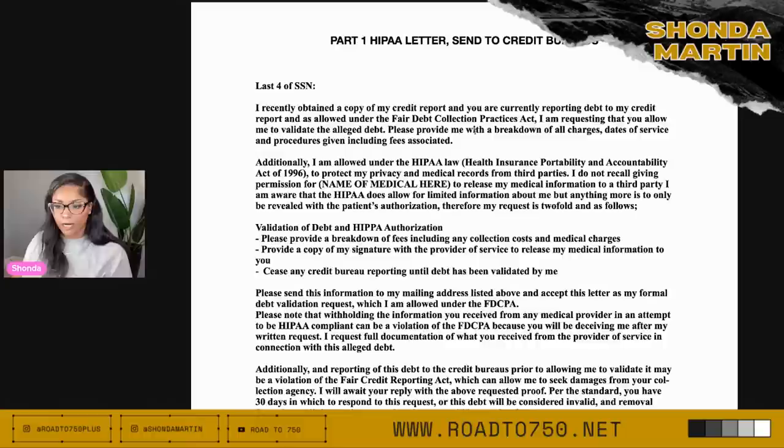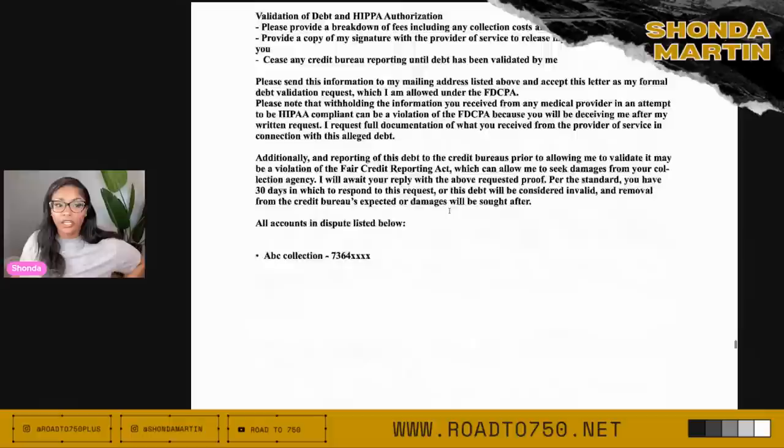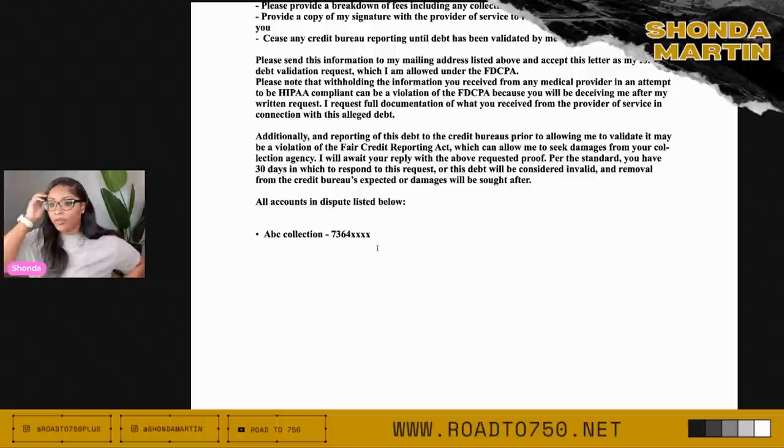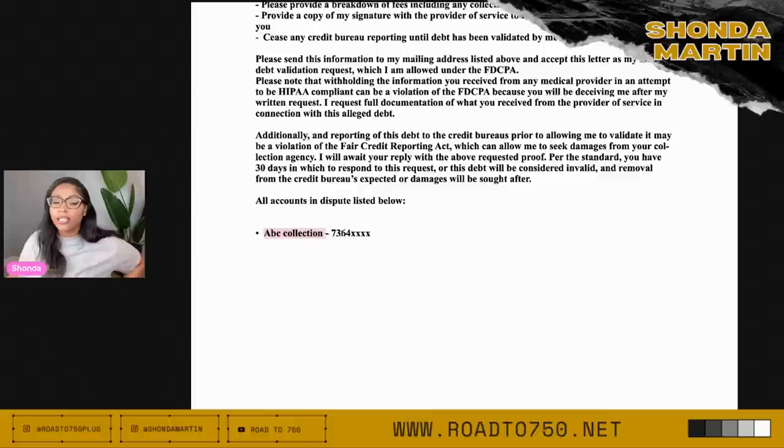All right. So this is part one. Again, the name of the original creditor goes here. And then the only other thing you would need to change on this letter is where you will put the collection account. This is an example of how it will be. You will put the name of the collection agency right here, and then you would put the account number. I don't know if I mentioned this, but if not, I'll just mention it right now.